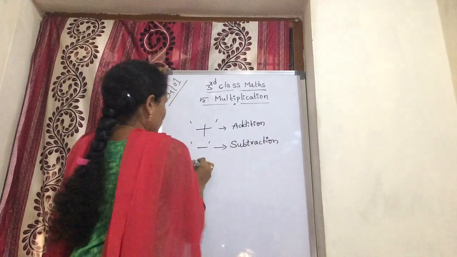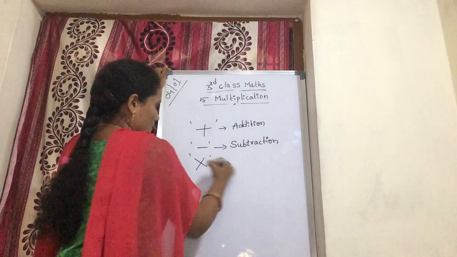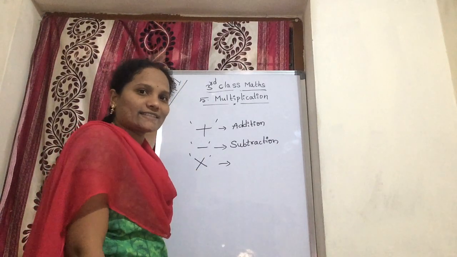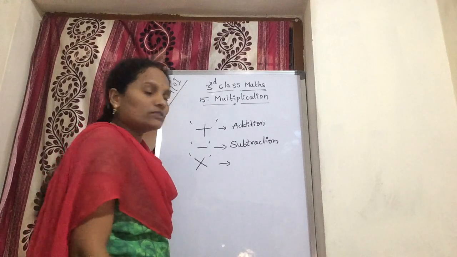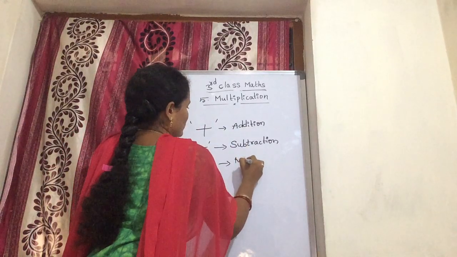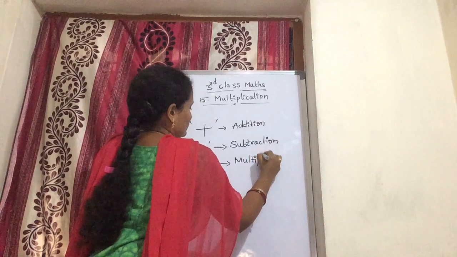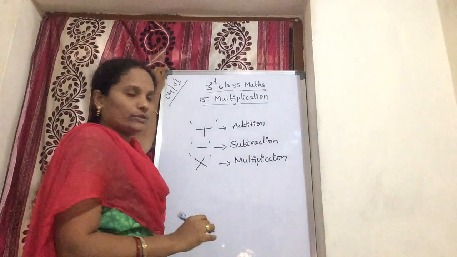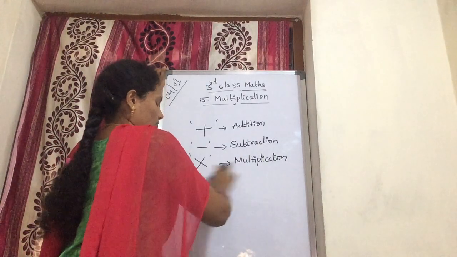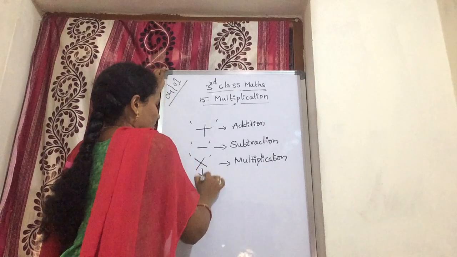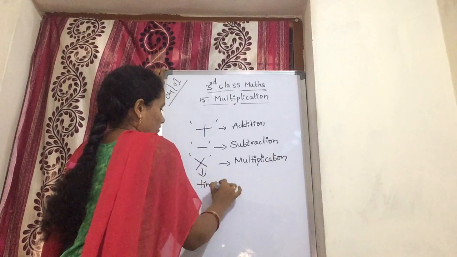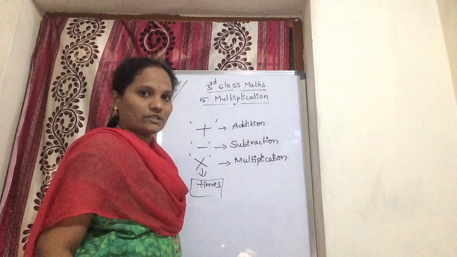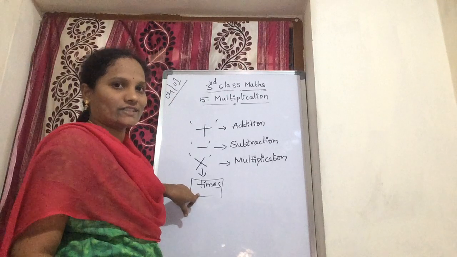Okay. Now what is this? What is this symbol? This is the into. Okay, this is called into. This is used for multiplication. How to call this? Into. So this is used for multiplication, and this is called times. So it indicates times also.